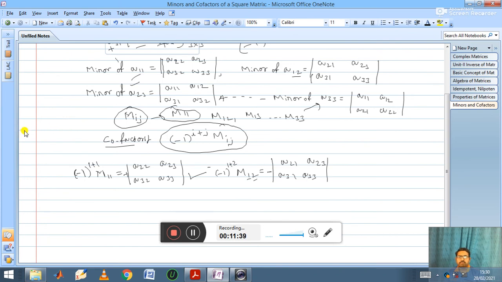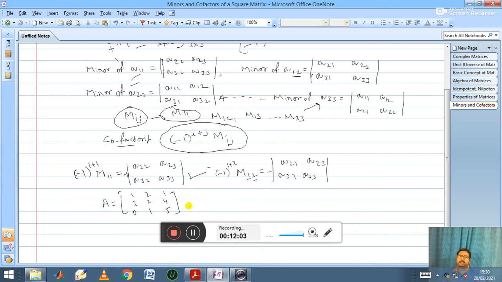So let us see one general example. Consider the matrix A equals 1 2 1, 3 2 4, 0 1 5. So this is the matrix.